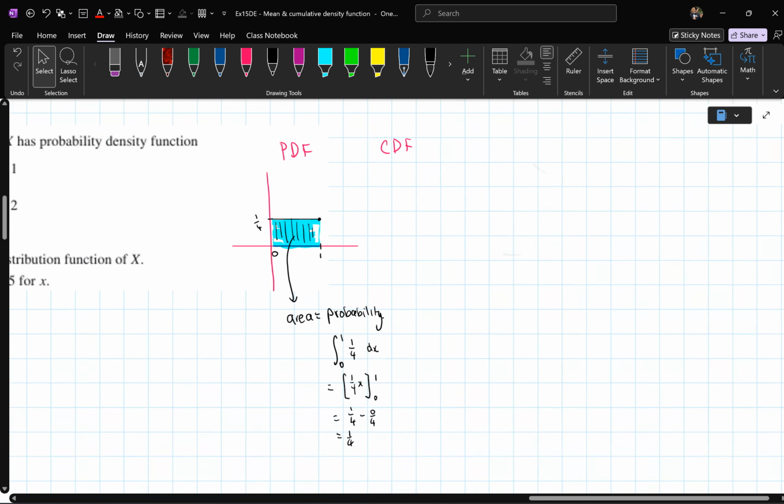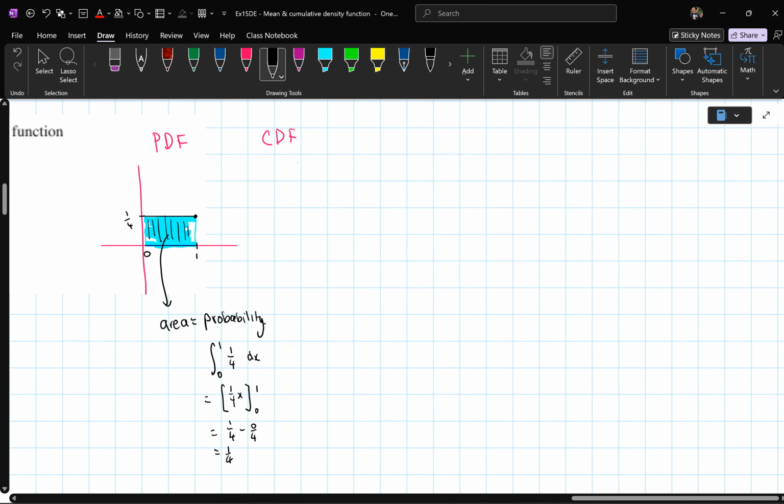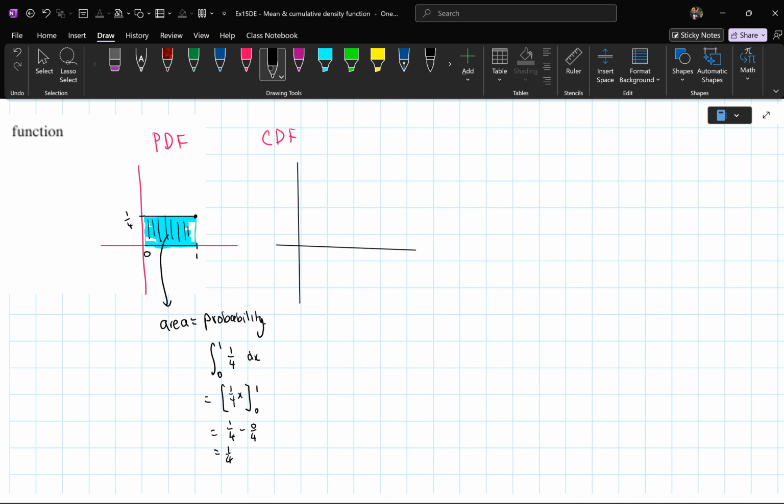Now, how is this different to CDF? CDF, on the other hand, so if you visualize it, here's the difference. One has the area as the probability. CDF wants to represent the probability on the y-axis. So the y-axis is the probability. We usually use capital F of x for CDF, and then we use little f for f of x.